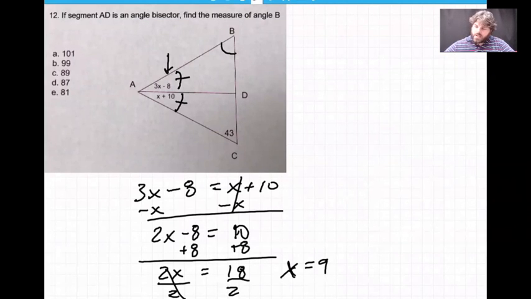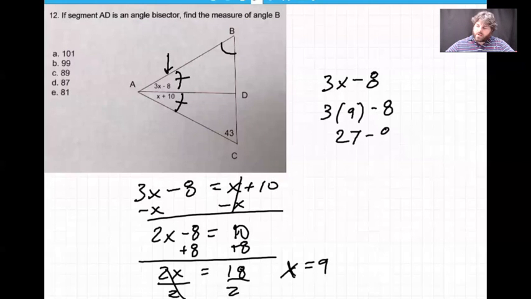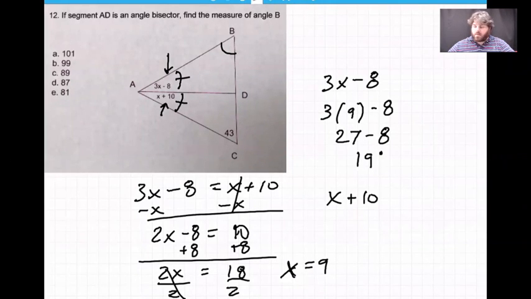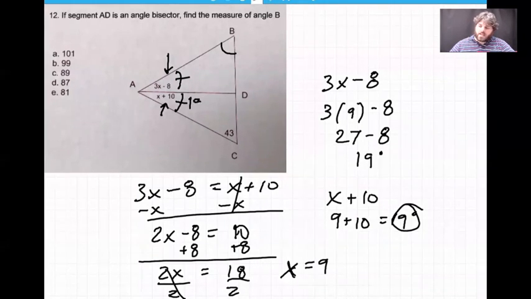If I plug in x equals 9 here, I get 3 times x minus 8. That's 3 times 9 minus 8. That's 27 minus 8, so 19 degrees. So that means that this is 19 and this is 19. Also, you can verify that by plugging in 9 for x in x plus 10. You get 9 plus 10, you get 19 degrees. Okay, so either way, this is 19 and 19. That makes 38 total for this whole angle.